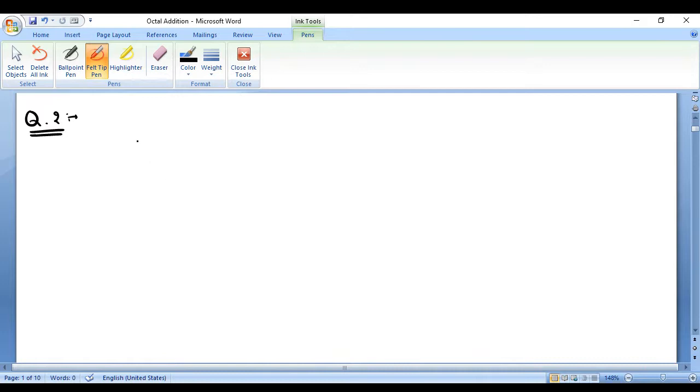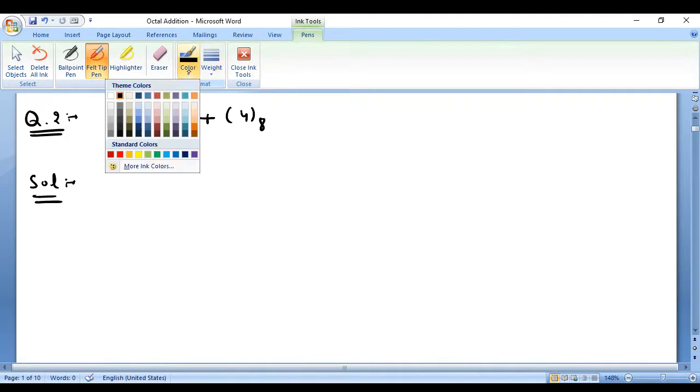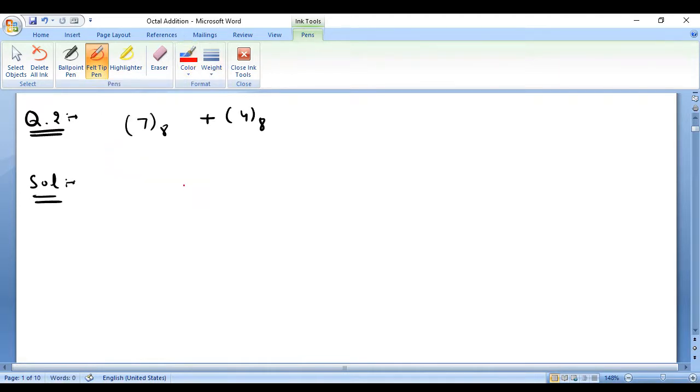Okay, so let's write down the question. Suppose 7 is in octal and you have to add 4 which is also in octal, right? So now in this case you can't add directly. So suppose it is like this, 7 plus 4, right?